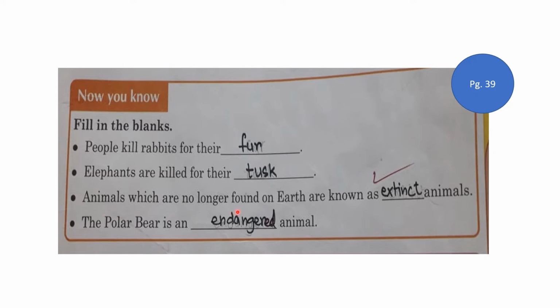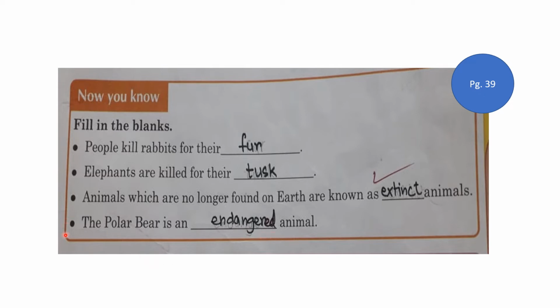Animals which are no longer found on earth are known as dash animals. The answer is extinct. E-X-T-I-N-C-T. So the animals that used to be on earth earlier but are no longer found are called extinct animals. Those animals do not live anymore, and the best example of this is dinosaurs. They used to live on the earth earlier, but now they are not found. The polar bear is an dash animal. Endangered.